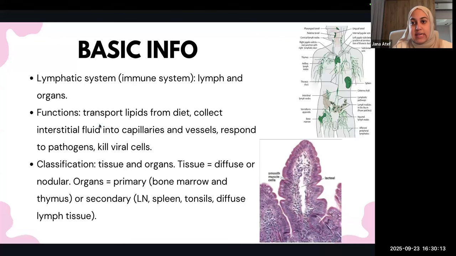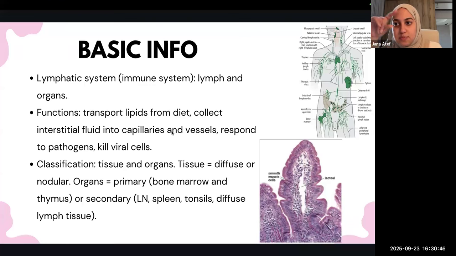Another function of the lymphatic system is to transport proteins from the diet. You're going to learn that I think in biochem. One of the pathways for cholesterol metabolism is that the fat or fatty acids that you eat from food get first absorbed through the lymphatic system. So one function of it is to transport lipids from the diet. It also collects interstitial fluids into the capillaries and vessels.